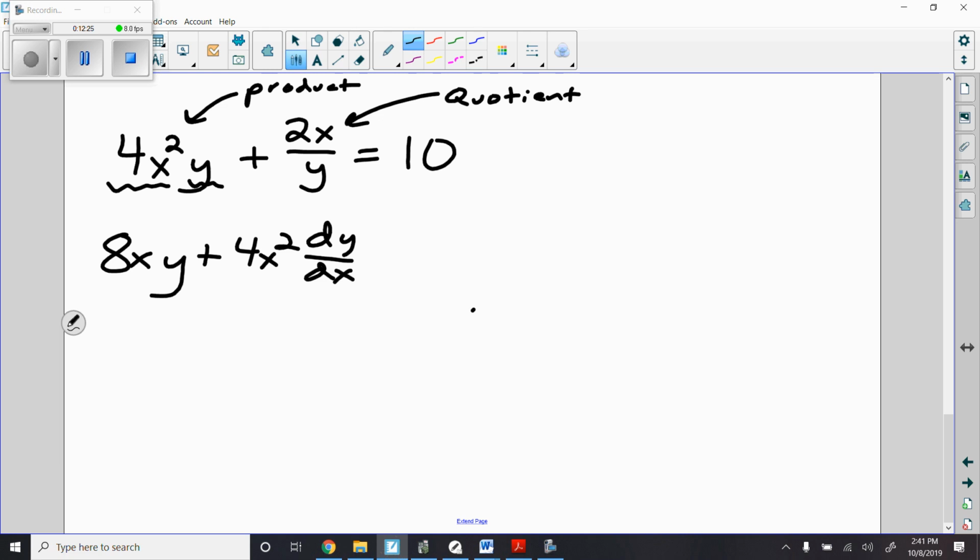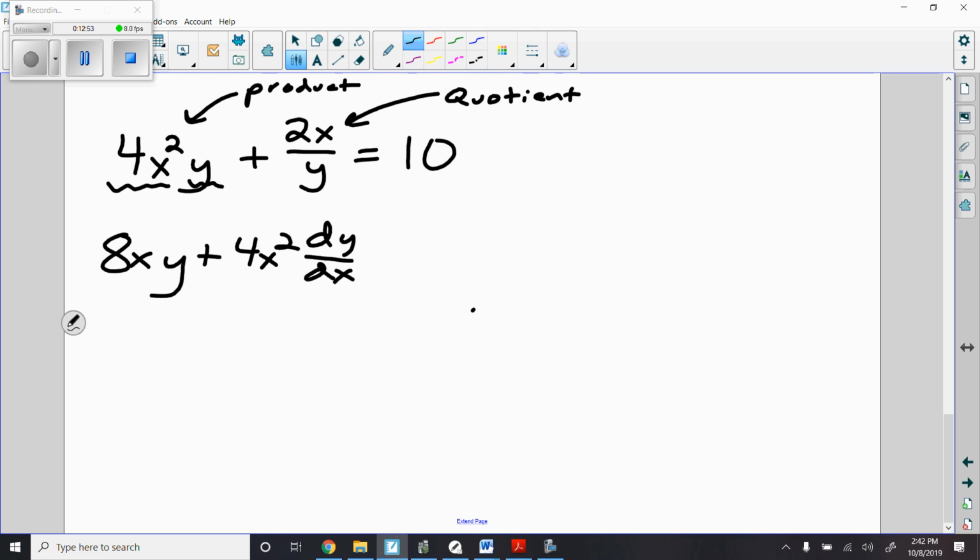Then I'm going to get 8xy plus 4x squared dy/dx. Again, the derivative of y is 1, but excuse me, I need to multiply that 1 by dy/dx. Okay, so that takes care of that first term, the derivative of 4x squared y. But now I need to take care of the second term, which is 2x over y. And that's going to be a quotient rule.